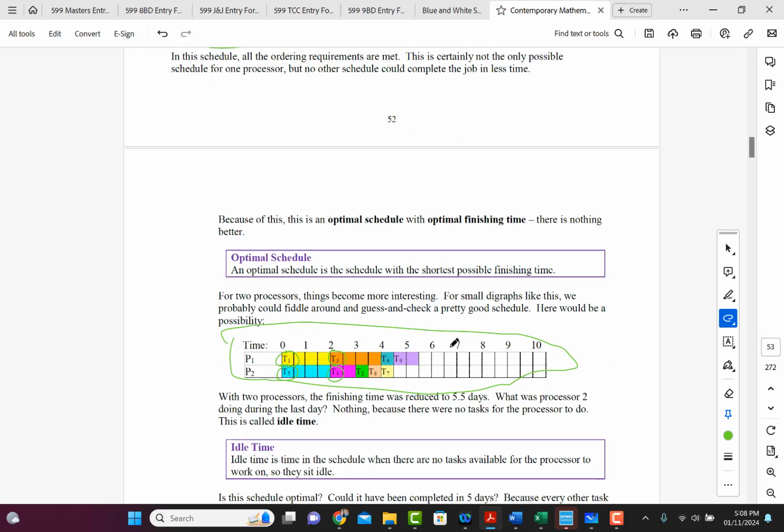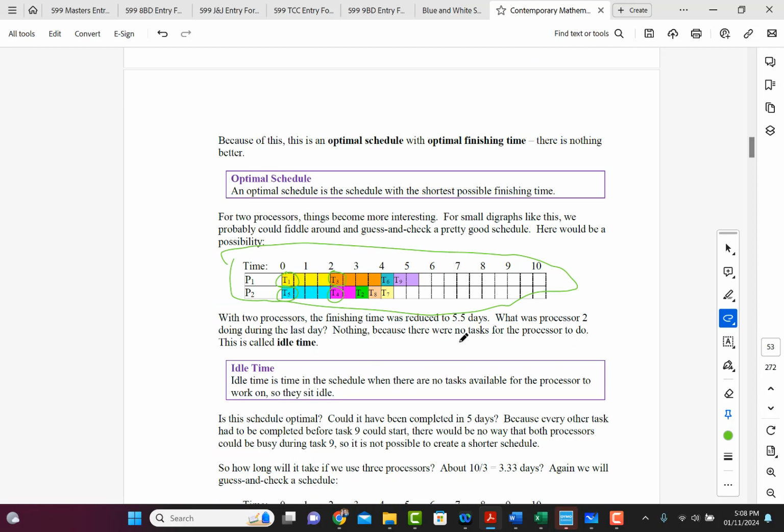So 5.5 days, it would complete the task. Okay. Now, what was processor 2 doing during the last day, right? So right here, the last day, what was processor 2 doing? Well, he was doing nothing.